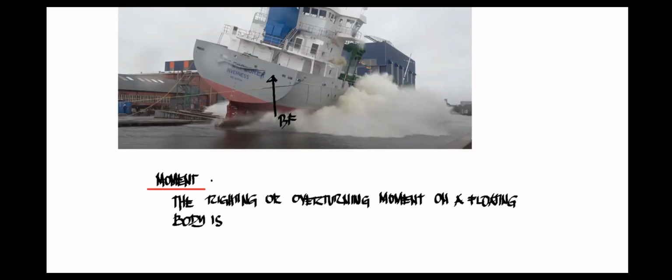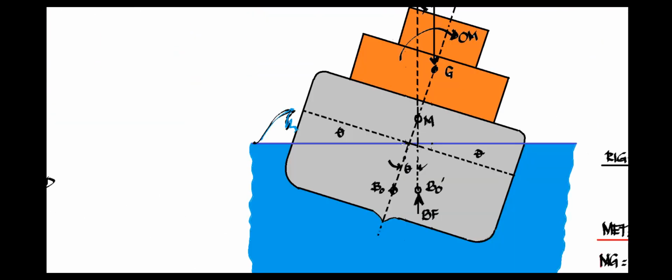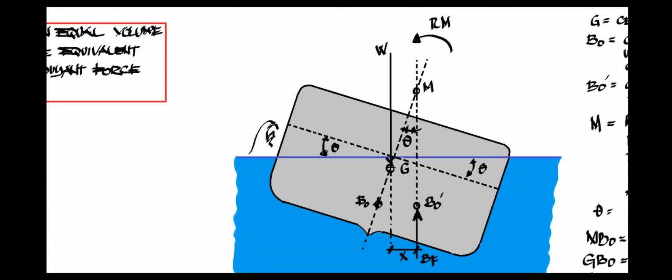So the righting moment or the overturning moment on a floating body is equal to your RM, or righting moment, or the OM, which is equal now to the weight times the X. Going back to the figure, we have your weight here, then we have the OM, the overturning moment, and the other one is the RM, which is the righting moment.